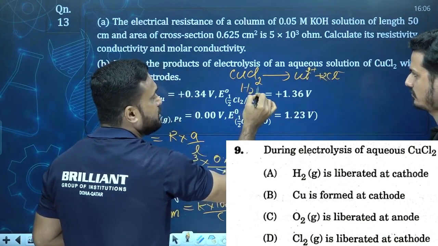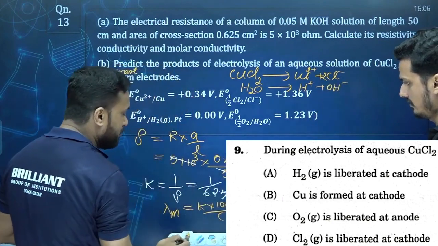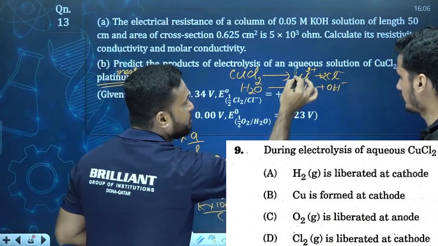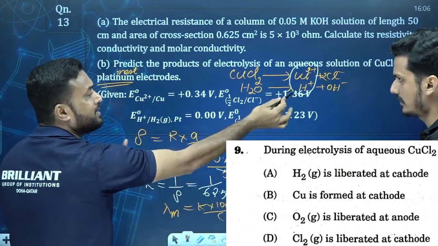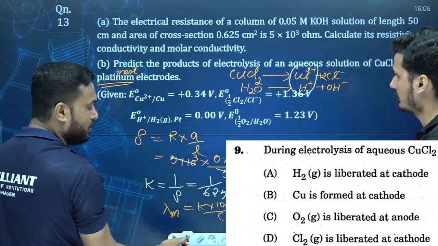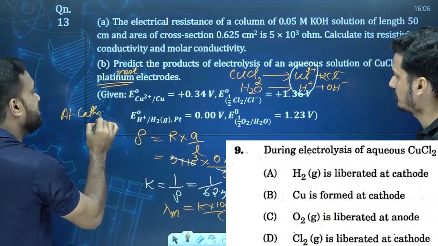You know that one aqueous solution means water we have. Water dissociates into H plus and OH minus. So you have two cations, dear students: Cu2 plus and H plus. Among these they gave the value. Which one has higher reduction potential, that will go to cathode. So I'll write over here, at cathode, which will move.